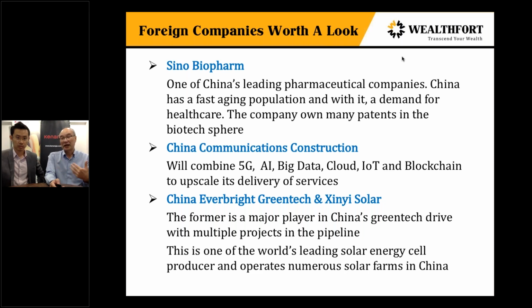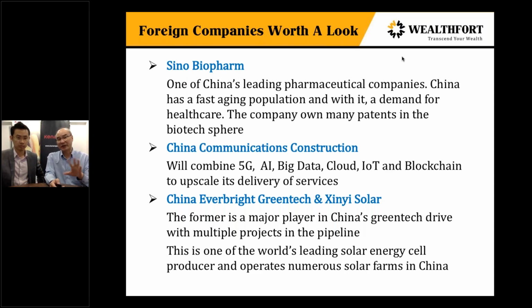Xinyi Solar has also invested in Malaysia. Malaysia has one of the largest solar glass manufacturing plants in Malacca, and it actually belongs to Xinyi Solar. Besides producing solar panels, they also run about 10 to 11 solar farms in China, which are really huge. So they also have a steady income stream besides selling solar panels.